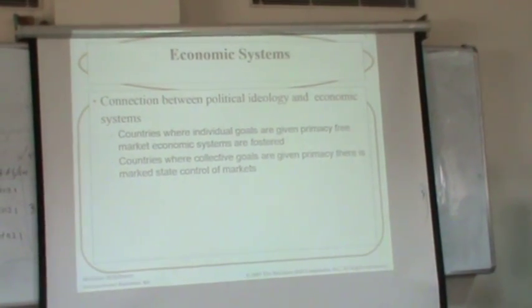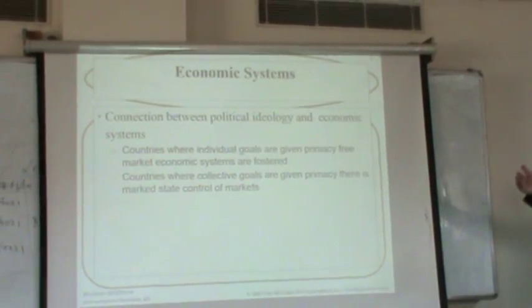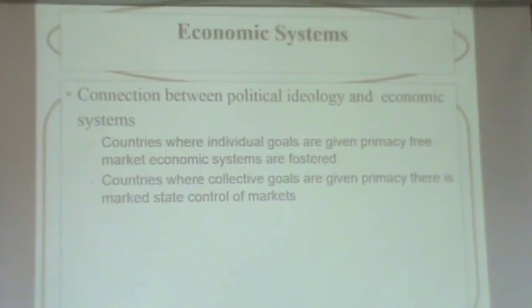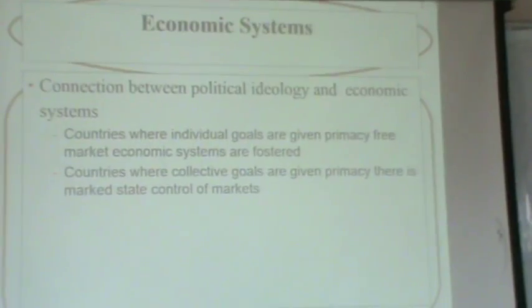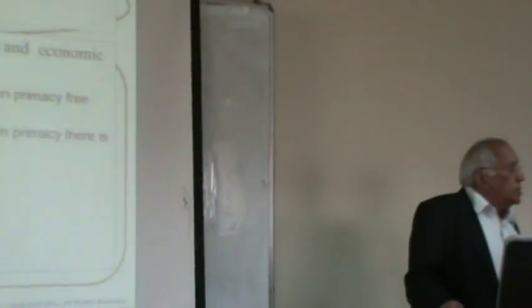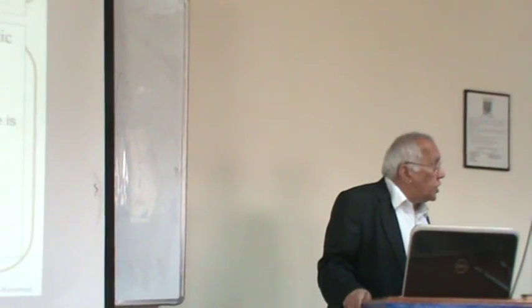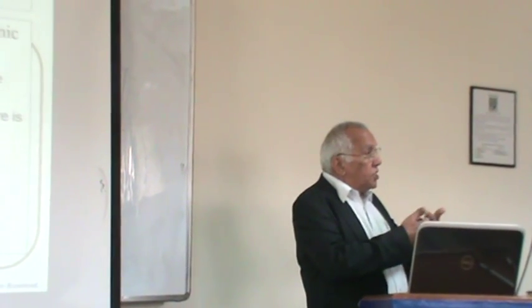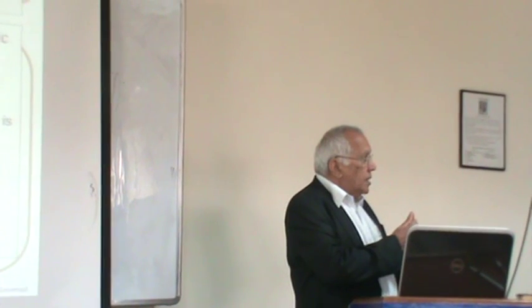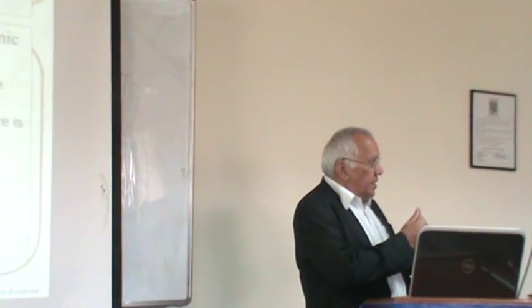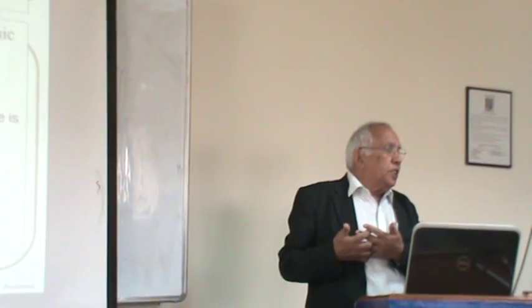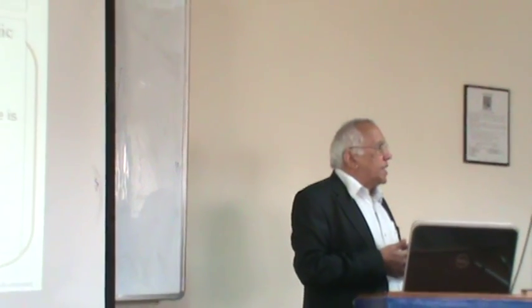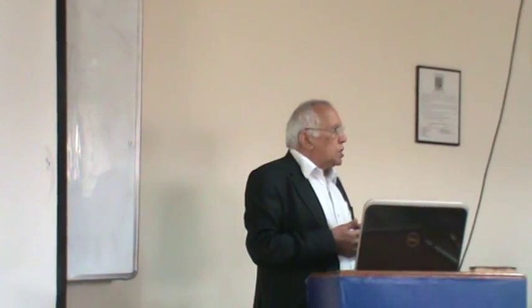And the economic system is basically, as I told you, from the same thing. If you give more emphasis to individual liberty, you will have a free market economy. Or if you give emphasis to collectivism, you will have a communistic, socialistic economy. So economic thinking and political thinking are intertwined in a big way. They are basically connected. So what sort of thinking is there in the country? If it is individualism, then it will be a free market economy. Otherwise there will be a socialistic economy.